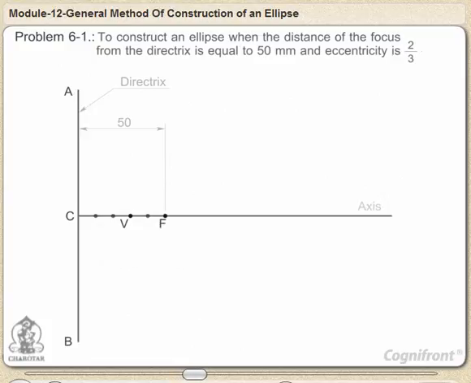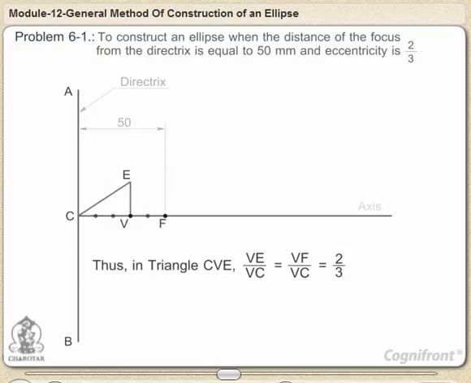So, at V, draw a perpendicular VE equal to VF. Draw a line joining C and E. Thus, in triangle CVE, VE upon VC equals VF upon VC equals 2/3.